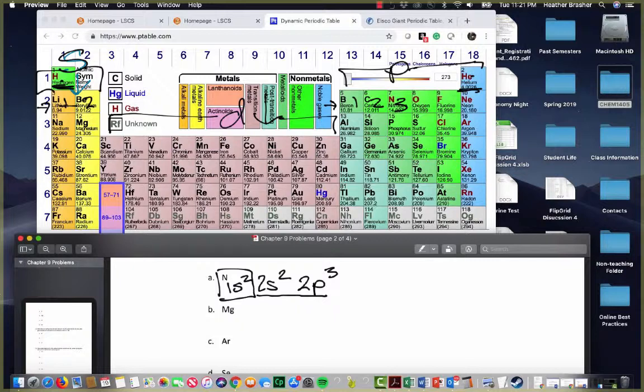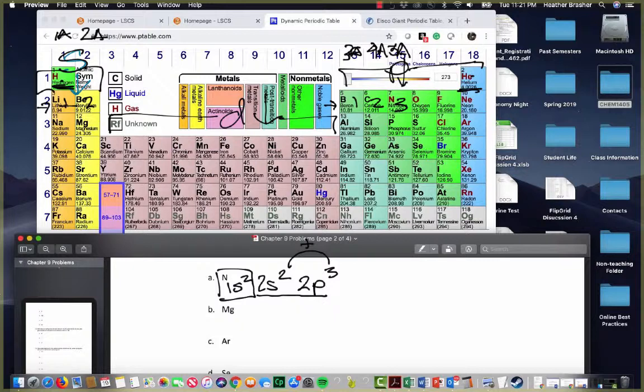And you can check it because if you look on normal ones, this is 1A, 2A, and then you go across here and this is 3A, 4A, and 5A. And so if you go, you should have 5 of them here, and this is 1, 2, 3, 4, 5. So that's one way you can check it. So that is essentially what we have for nitrogen.